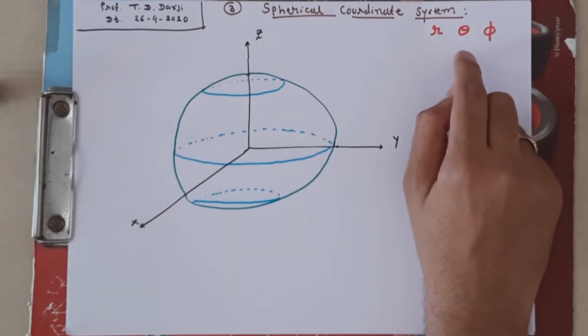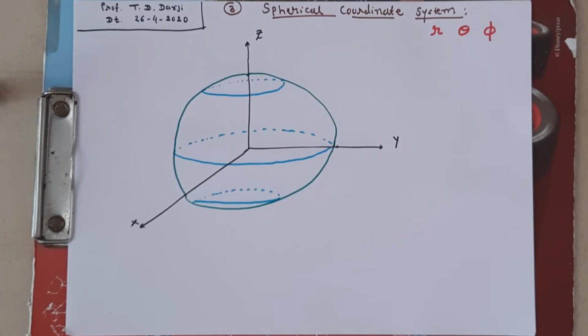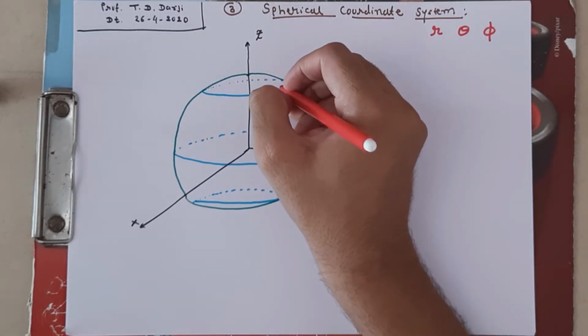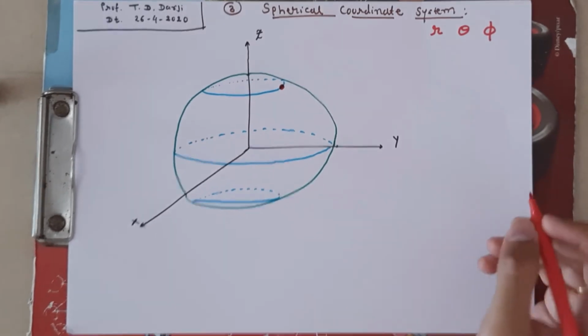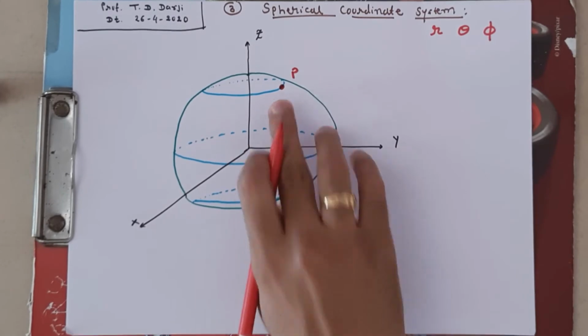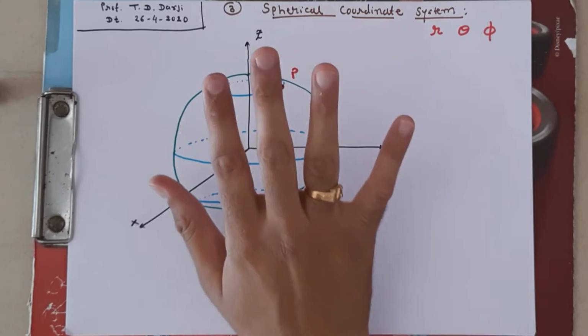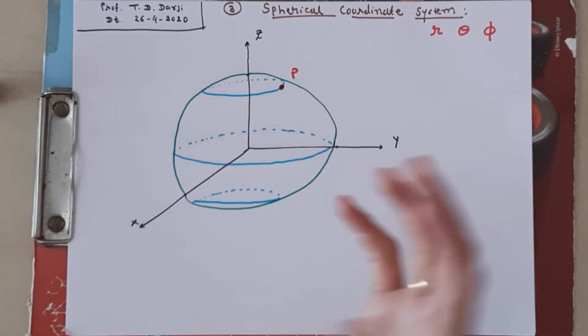Clear? Now theta. Theta is the angle that we have measured between the line passing through the point with respect to the z-axis. Okay, I will take one example so you can get an easy idea about it. My point is something here. Just assume this is the location of my point on the sphere. This point is present on the surface of the sphere, not inside the sphere.